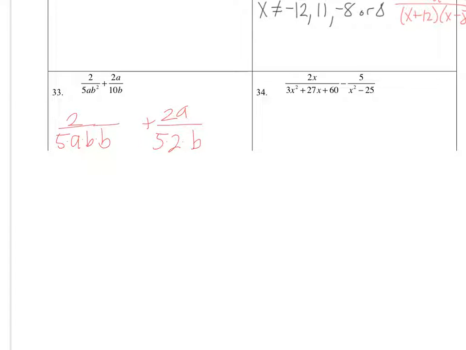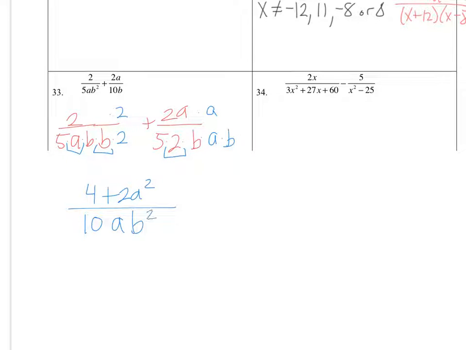I'd like to notice that my right side has a 2 that my left side doesn't have, so I need to add a 2 over there. And my right side needs an a. And if I multiply the bottom, I'm going to multiply the top. And it needs one more b to make sure that we have the same number of pieces in each one. On the top, that gives me 4 plus 2a squared. And on the bottom, we've got 5 times 2 is 10, a, b squared. And then that could be complete.